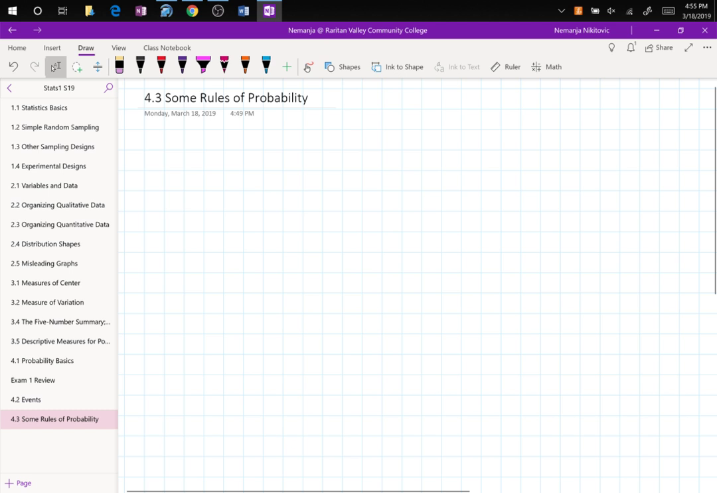Note that the title, it's just a little bit, right? Don't panic. There's no reason to lock the doors. We're just going to do a little bit and then we go home. So, some rules of probability.